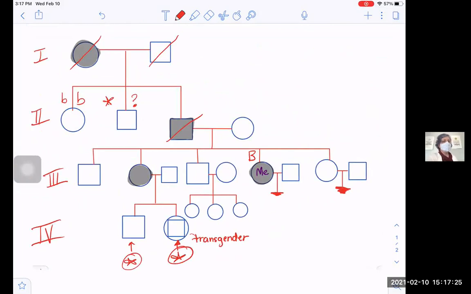Again, notice how it doesn't skip generations. So I had to have a grandma, I'm pretty sure it was grandma, my dad, and then me and my sister. So when it's autosomal dominant, it doesn't skip generations, or it's very rare that it skips generations.